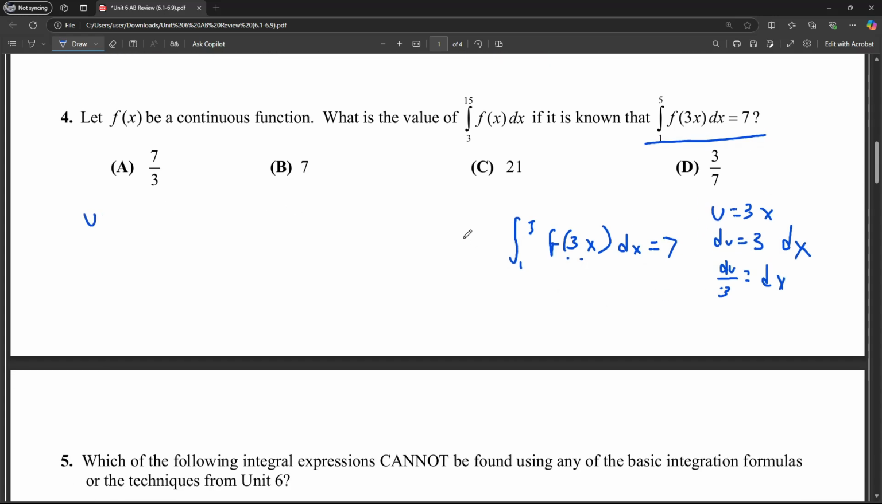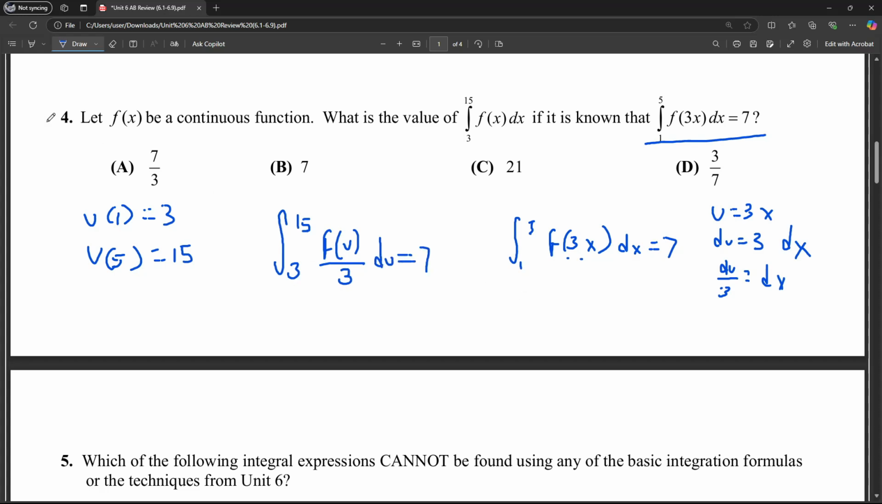So I'll do that right over to the left hand side. Alright, so u of 1 equals 3, because we're just doing 3 times 1. And then u of 5 equals 15. So our lower bound is 3, upper bound is 15, so now we can change it. So I'll put it right here. So from 3 to 15, we have f of u over 3 du, which equals 7.